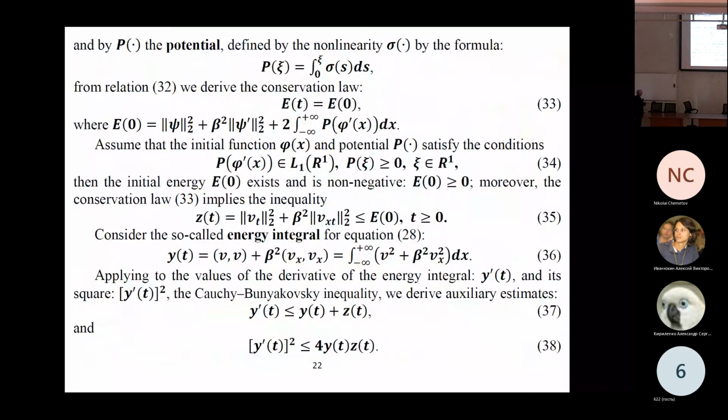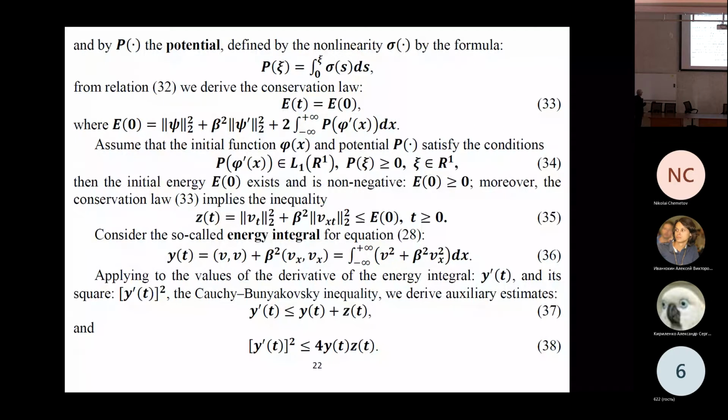Предполагая, что выполняется условие 34, мы получаем, что начальная энергия существует и неотрицательна, и из закона сохранения выводим оценку для функционала z(t). Обращаем внимание: z(t), если бета равно единице, это норма в пространстве Соболева производной решения по переменной t. Дальше вводим функционал — это так называемый интеграл энергии. Это при бета равном единице норма самого решения уравнения 28 в пространстве Соболева.